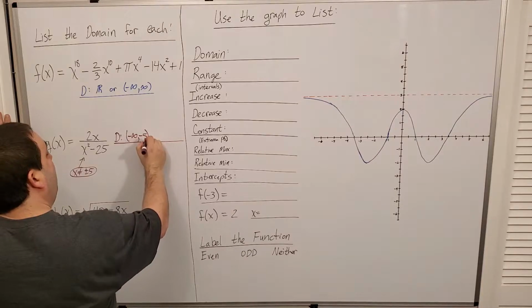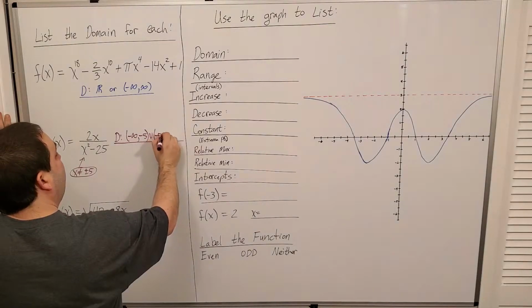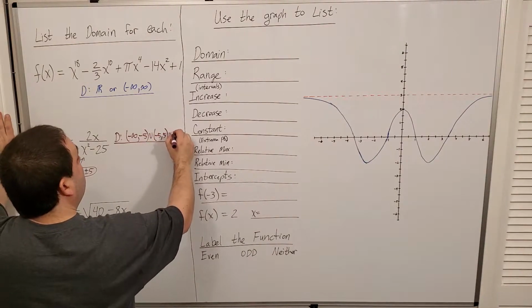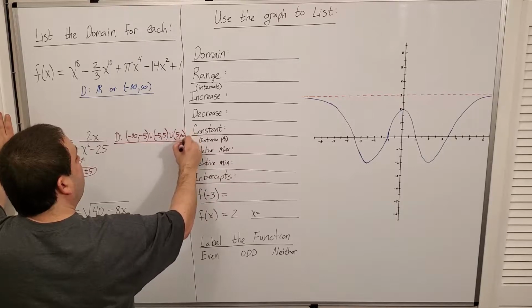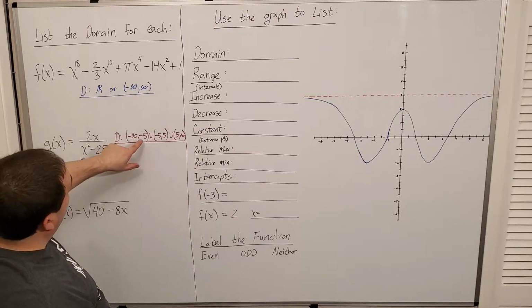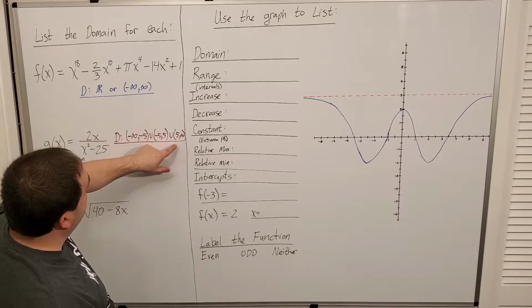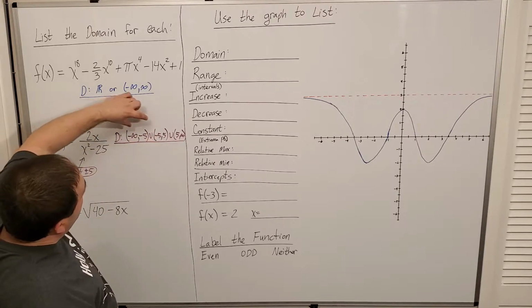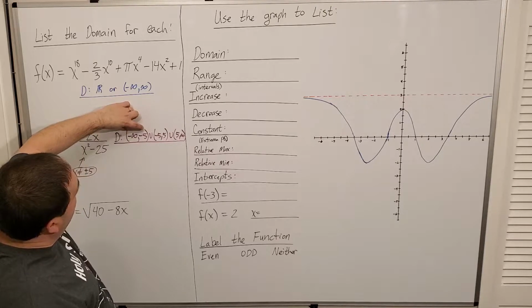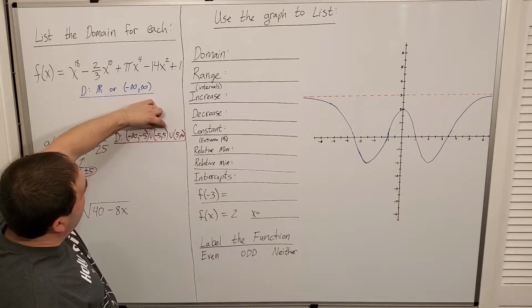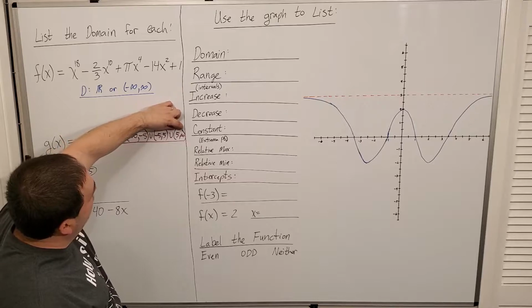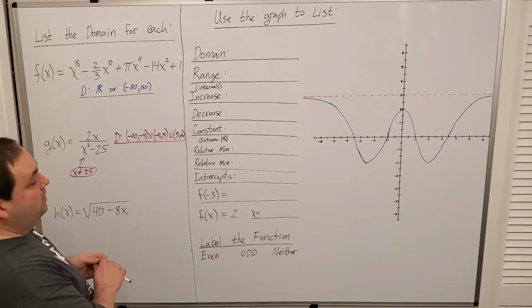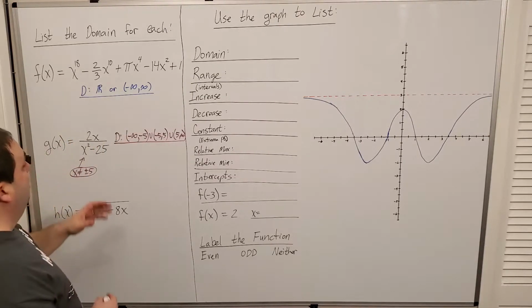-infinity to -5, union -5 to 5, union 5 to infinity. And notice all of the pieces have parentheses because I'm not including any of the 5 or -5s, but anything in between, like to the left of -5, in between -5 and 5, or to the right of 5, right? That's what those intervals are listing there.